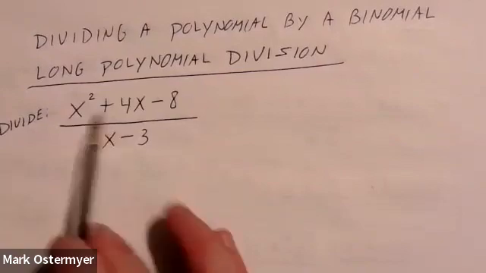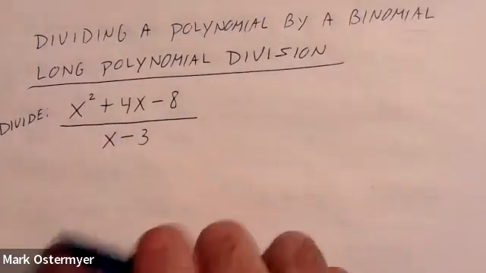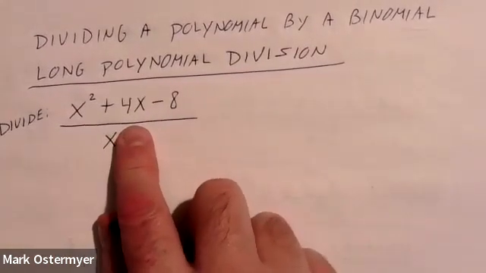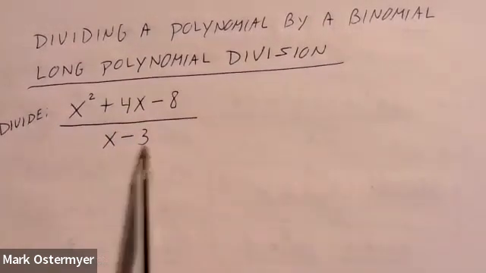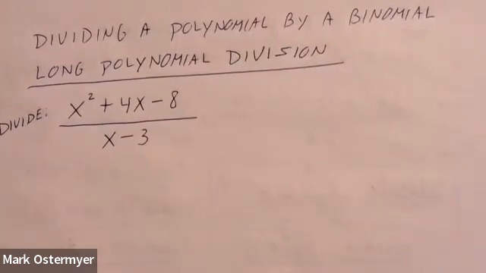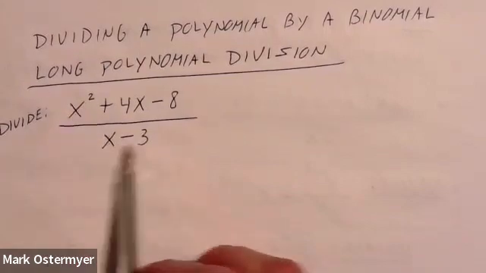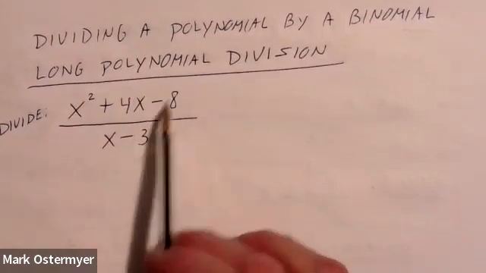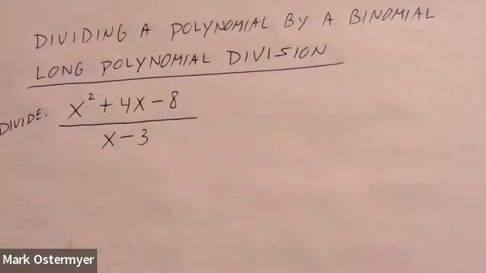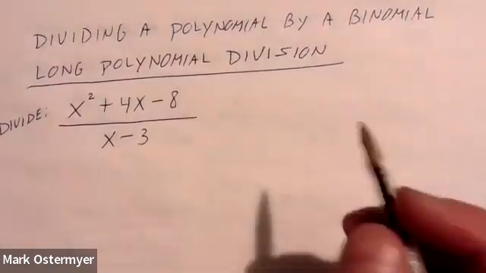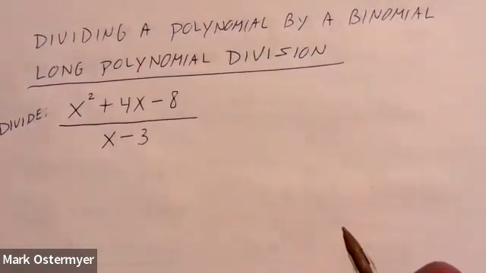Now, unlike dividing a polynomial by a monomial, like if this was just over x, I could split this up into 3 different fractions and reduce each of the 3 fractions. Can't do this now because this is not a monomial, it's a binomial. So this is more involved. In fact, splitting it up by putting x squared over x minus 3, 4x over x minus 3, and negative 8 over x minus 3, that's not going to help us at all. That's not going to get us anywhere. Now, ladies and gentlemen, in order to do this, we're going to have to use what's called long polynomial division.